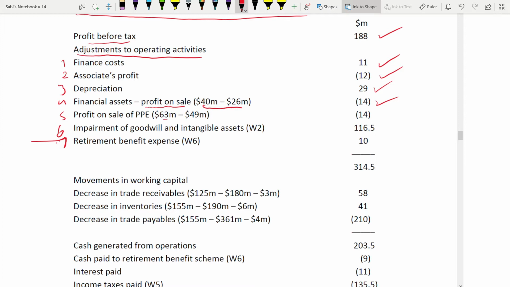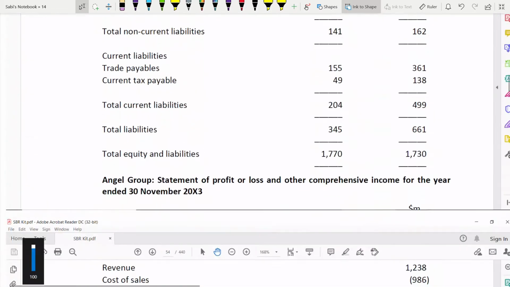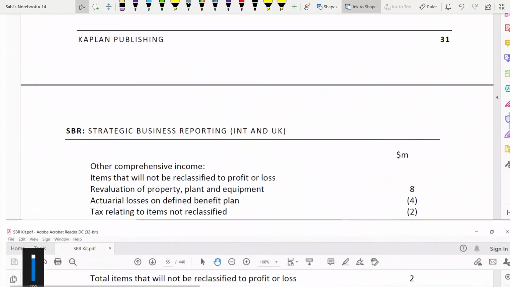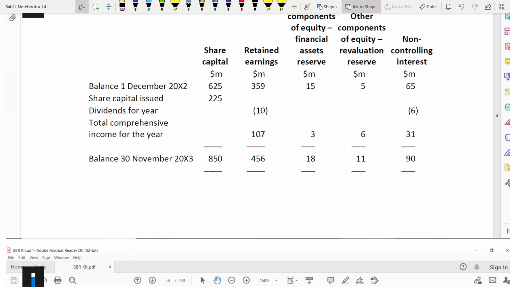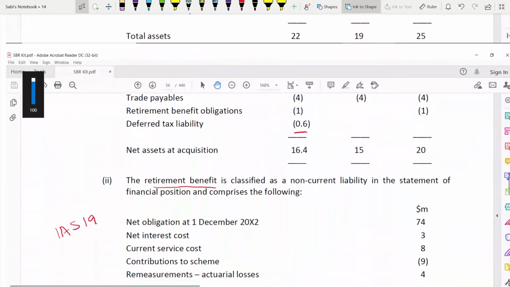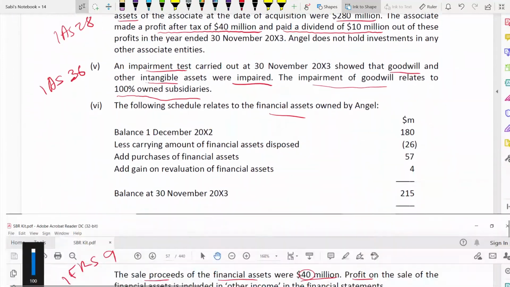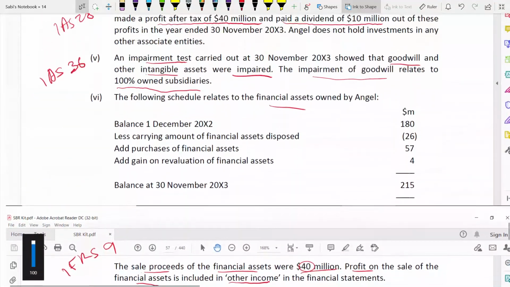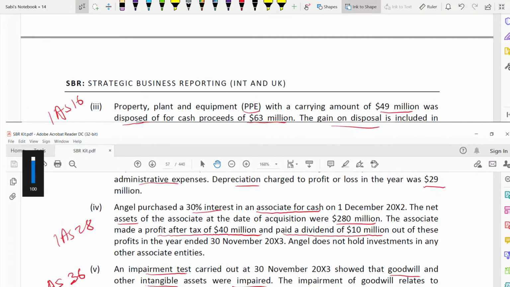Profit on sale of PPE is 63 minus 49. So for profit on sale of PPE, we need to go to the other information. Most of the things you will get from the other information only. Since I have written the standards next to it, I know point number 3 is for property, plant and equipment. Cash proceed is 63 and carrying amount is 49. 63 minus 49 is the profit. It's very easy.